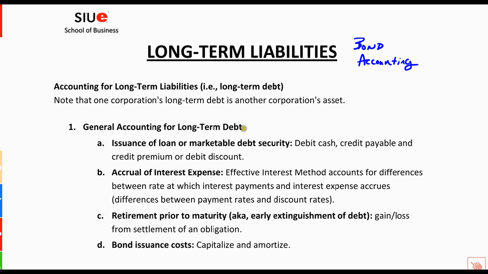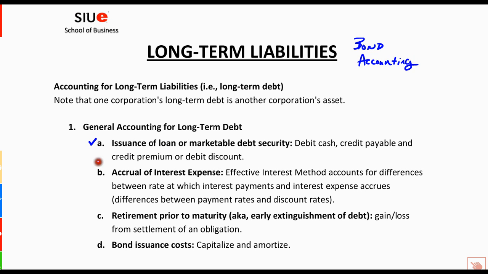Okay, so for long-term debt, a bond is a long-term debt. It's a marketable long-term debt. We'll talk a little bit more about that, but that's what causes the complexity: it is a debt that can be bought and sold on a public market.